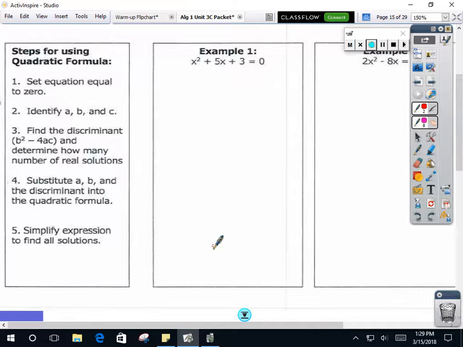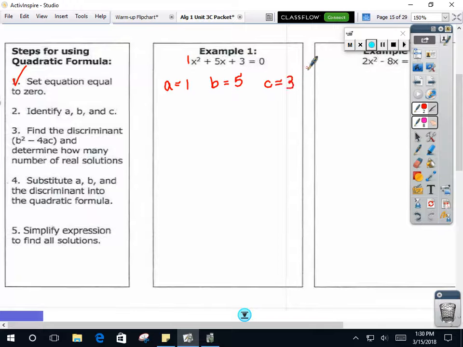Steps for using the quadratic formula. Number 1, set the equation equal to 0. Well, look at this example. Isn't it already set equal to 0? So for this one, step 1 is done. Step 2, identify the a, the b, and the c. What is the a value in that trinomial? 1. What is the b value in that trinomial? And what is the c value?